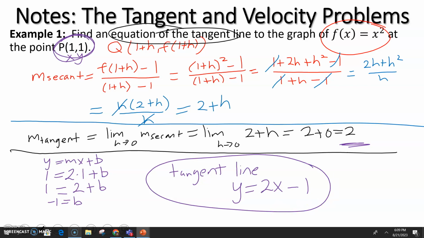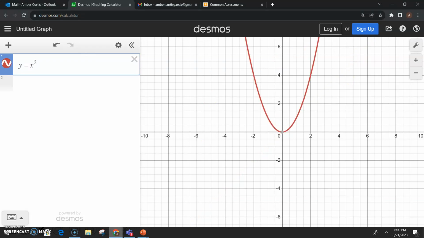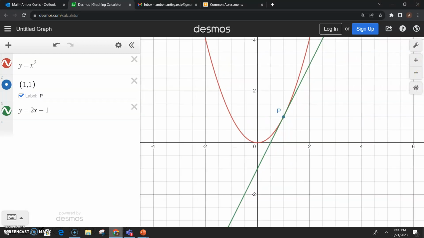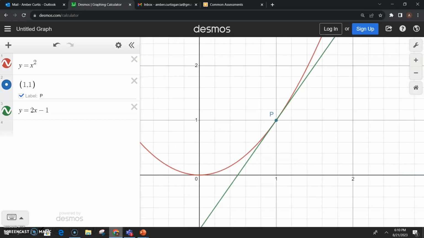Let's go ahead and see what this looks like on a graph. We're going to use Desmos. If you have your graphing calculator, I recommend using that and playing around with it. We're going to graph x squared, that was our curve, and we're going to graph the point 1, 1. Let's just call it P. Then let's graph our tangent line, which we found to be y equals 2x minus 1. When you look closely, you will notice that at that point, we are tangent, meaning it crosses at exactly one point, and that point is 1, 1.